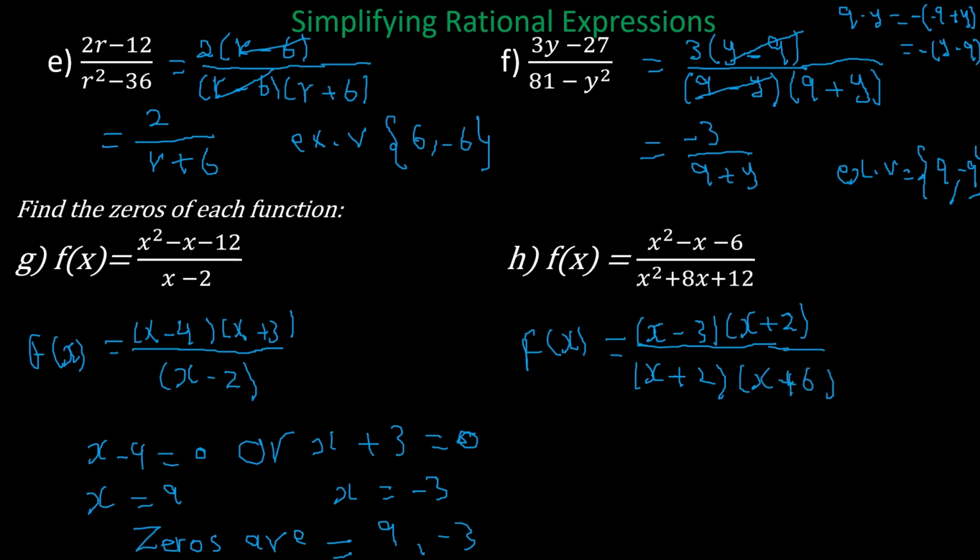So we have to find the zeros. The zeros come from the numerator, so x minus 3 equals 0, which means x equals 3. And here x plus 2 equals 0, so x is negative 2. Now we can get the simplest form if we need. The x plus 2 cancel, so it will be x minus 3 over x plus 6.